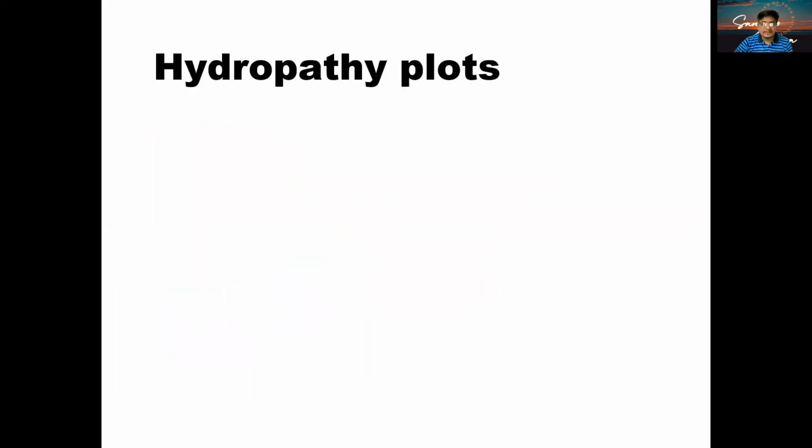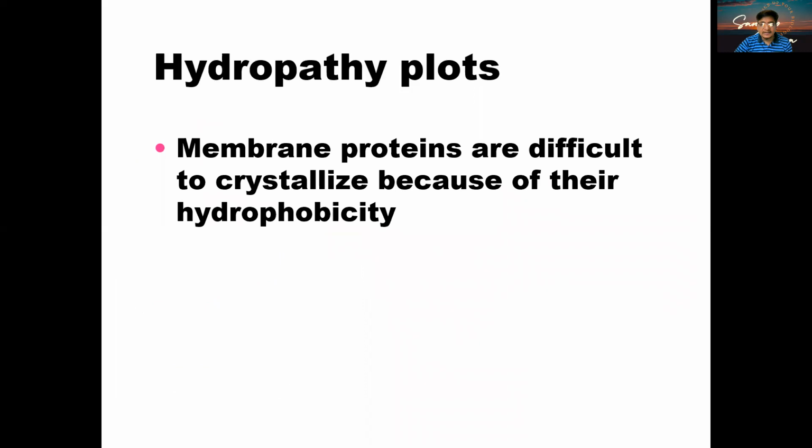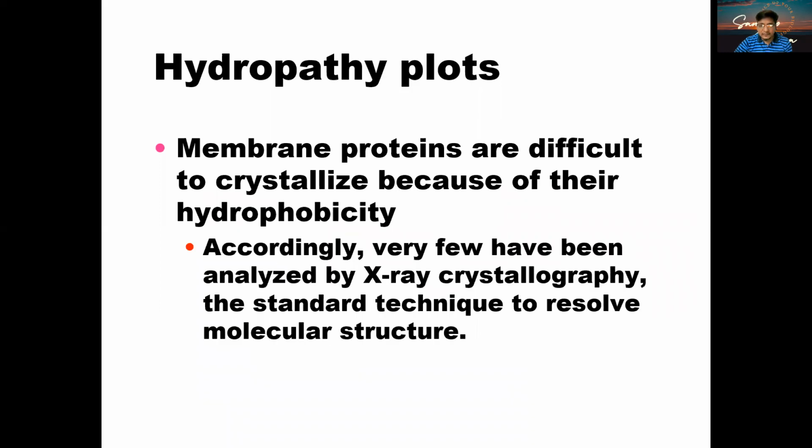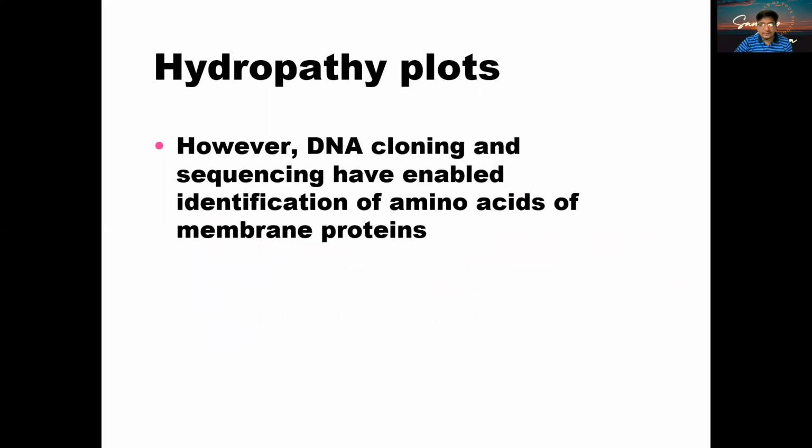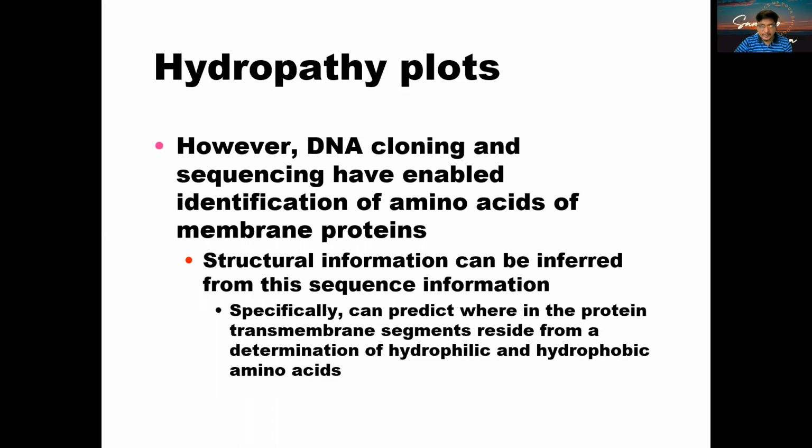So one way to ascertain this is the hydropathy plot. Usually the membrane proteins are difficult to get crystallized because they have a lot of hydrophobicity. And once you go for the X-ray crystallography structure, which is one of the ways to study these hydrophobic proteins, what you'll come to know. Another way is the DNA cloning. What you come to know is that the region which is going to be in the lipid part is going to be hydrophobic. And sequencing can also be done.